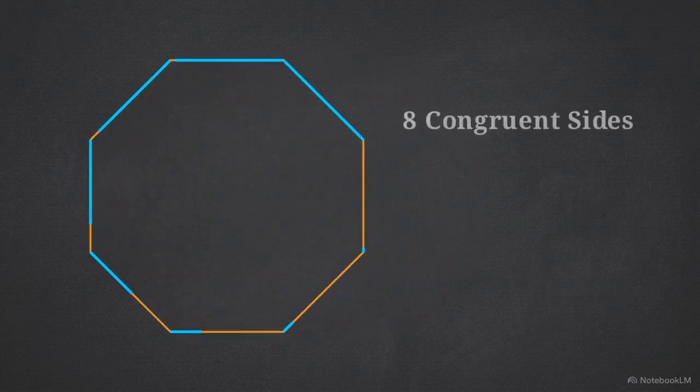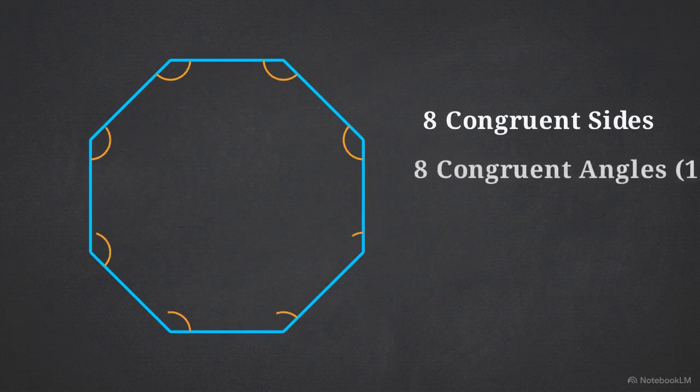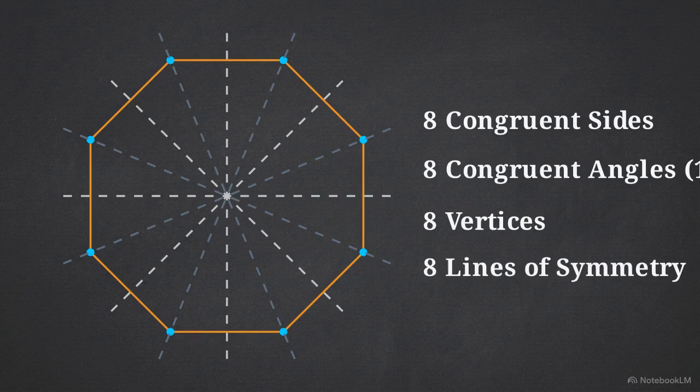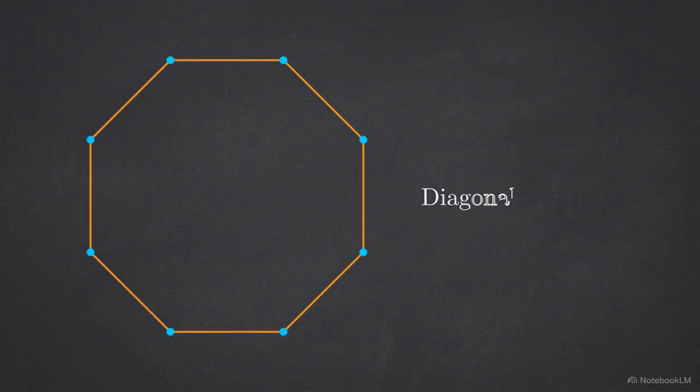Moving into the mathematical definition, a regular octagon is defined by 8 congruent sides and angles. Within this framework, we can identify 8 vertices and 8 distinct lines of reflectional symmetry, where the shape mirrors itself perfectly across the center. There is hidden complexity inside.